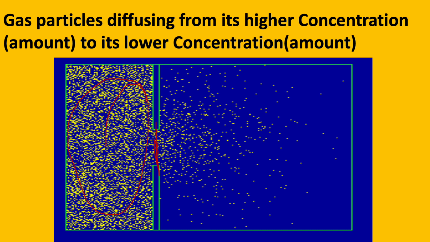The particles will move out from their higher concentration. This is the higher concentration. And the particles are moving from their higher concentration to their lower concentration. The particles outside this box are less in concentration. They are less in amount. So particles will move from their higher concentration to their lower concentration.